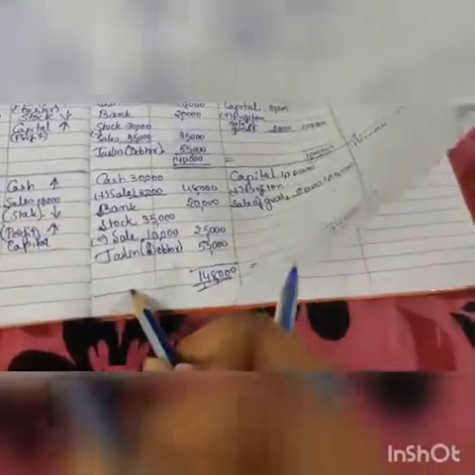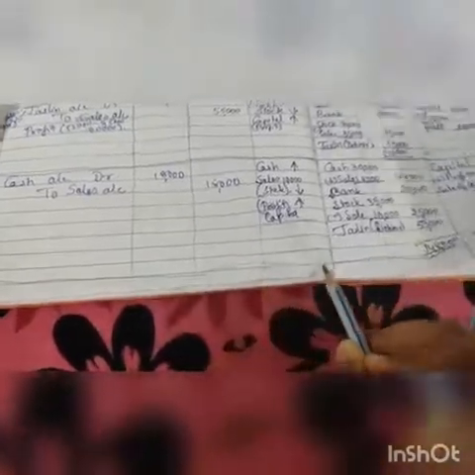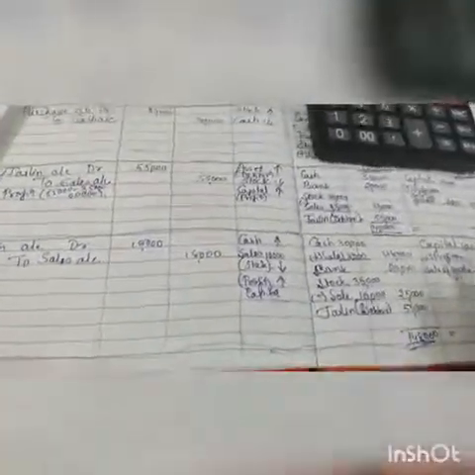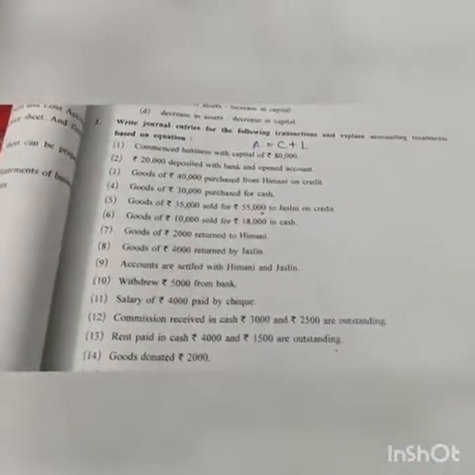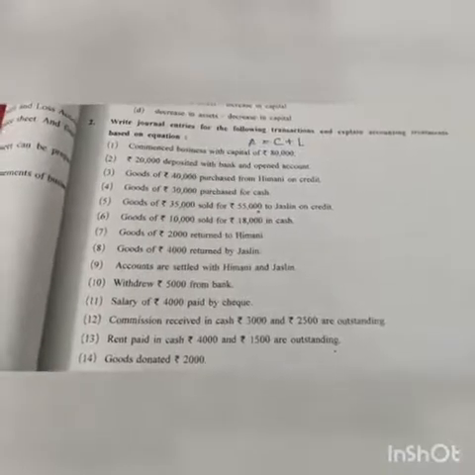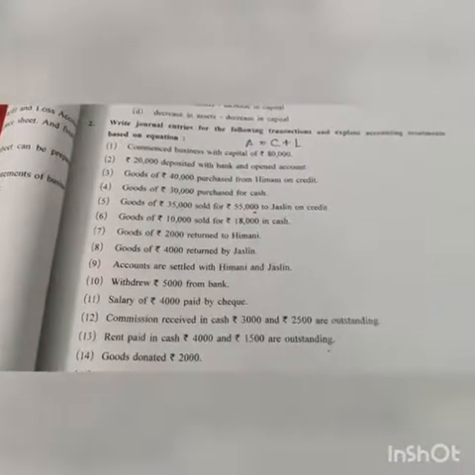So here the balance sheet is telling, it is tallied. So here we will put the line. So till here we have seen the transaction number 6. Now we will see the transaction number 7. See, what is the transaction? Goods of 2,000 returned to Himani. Okay, so goods of rupees 2,000 we are returning to Himani.